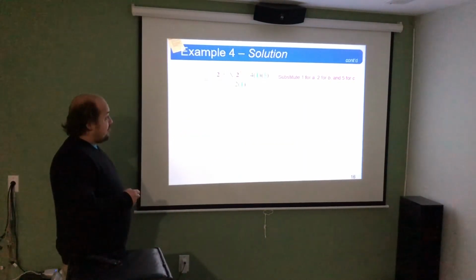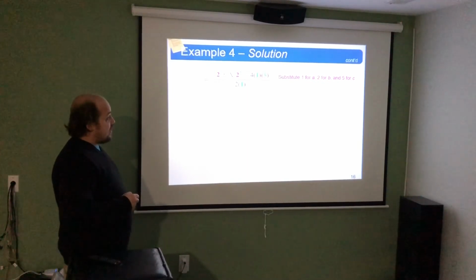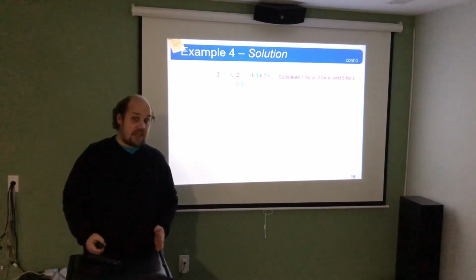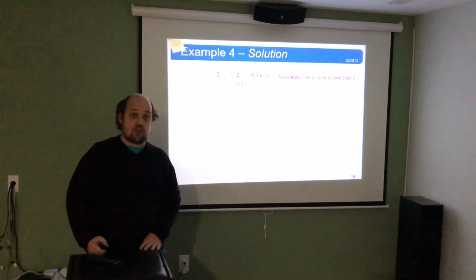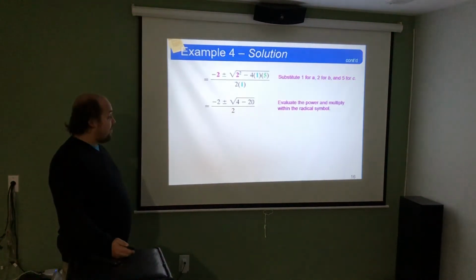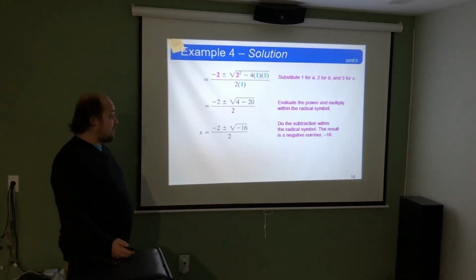If I do out 2 squared minus 4 times 1 times 5, 2 squared is 4, minus 4 times 1 is 4, times 5 is 20. 4 minus 20 is going to give me negative 16, or a negative answer. That's how I'm going to know there's no real solutions to the problem. So here you can see I get 4 minus 20, which becomes negative 16.